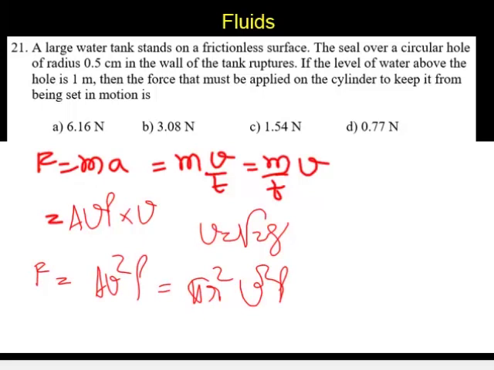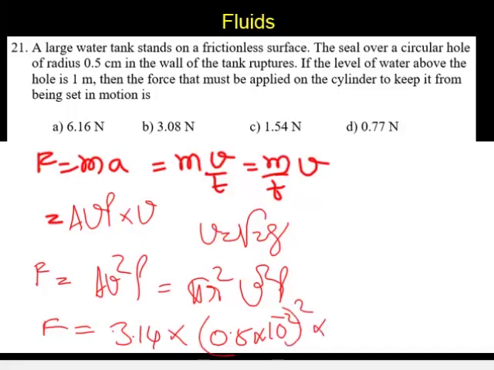So we now calculate F is equal to pi, 3.14. R is given as 0.5 centimeters, so 0.5 into 10 power minus 2, the whole square, into V square, which is 2 into g, 9.8, into rho, which is 10 power 3.